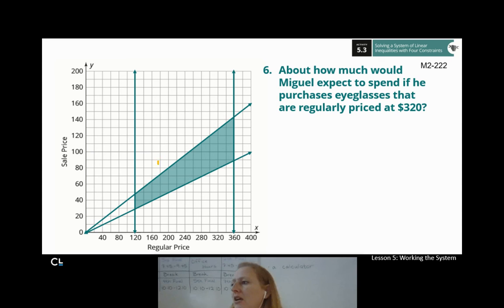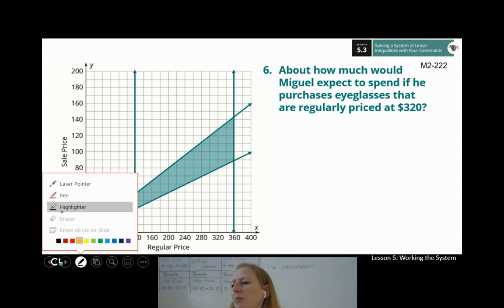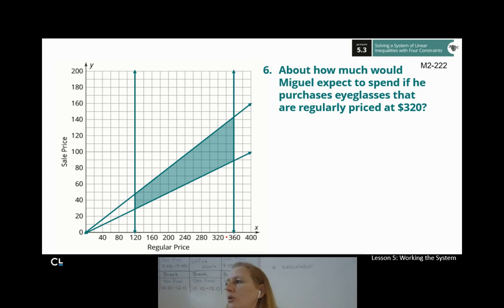You ready? So I want my red pen back. So $320, there it is. If I go to $320 and I go into the shaded region, that's here, right? So if I come across, not perfect, but it looks like that's about $130. If I come across here, again, sorry, it's not perfect, about $80.